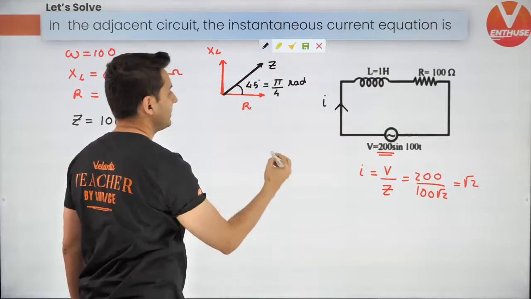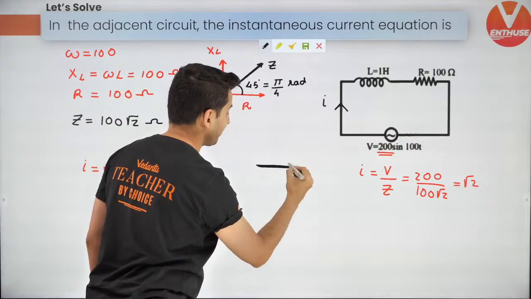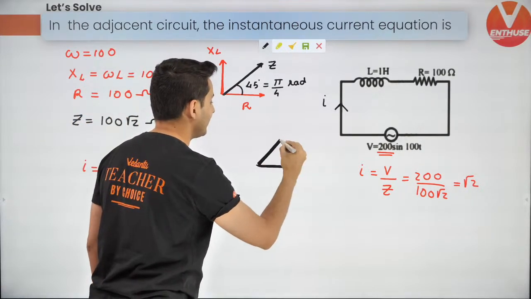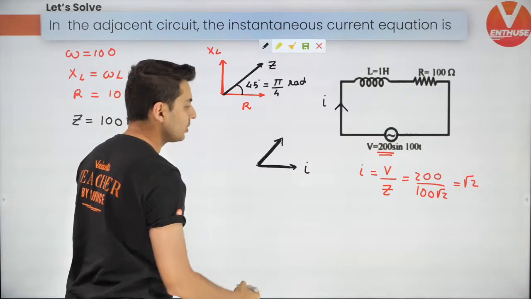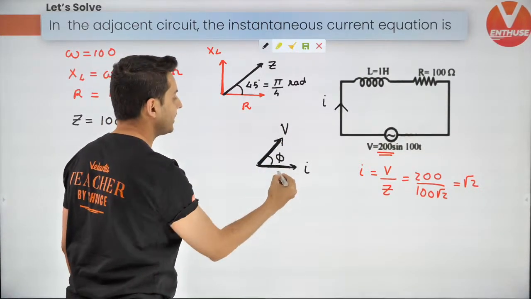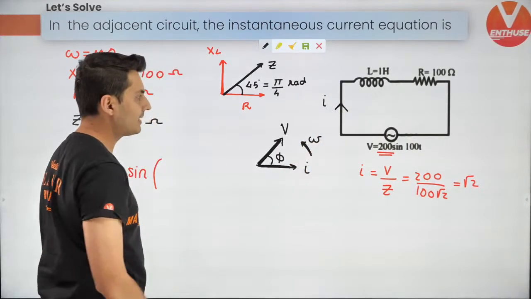Now, remember guys, in an LCR circuit, the voltage and the current will always form an angle. That's very important. The current is always shown horizontally. The voltage is always shown with some phase over here, and the phasors rotate like this. I hope you remember this phasor diagram.